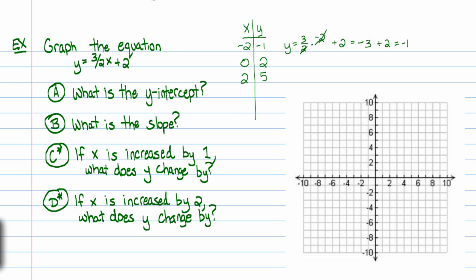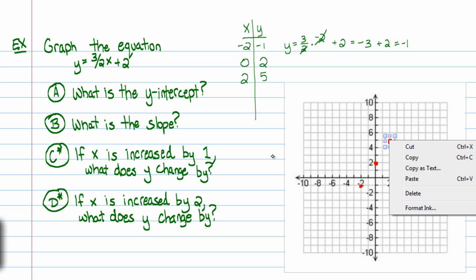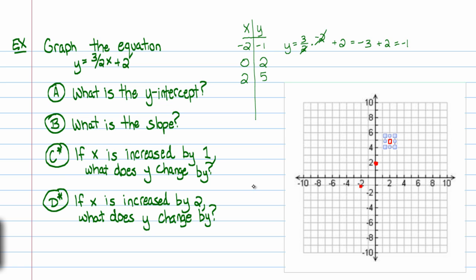I'll use a different color for that. I'll do maybe a red pen here, kind of a large marker. So -2 comma -1 is just about here. 0 comma 2, and then finally 2 comma 5. So we get this beautiful line. Well, if I were to draw it nicely, it'd be beautiful.